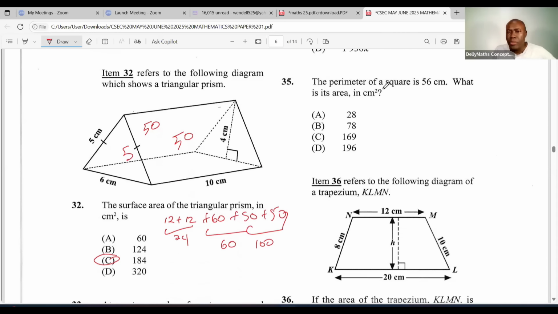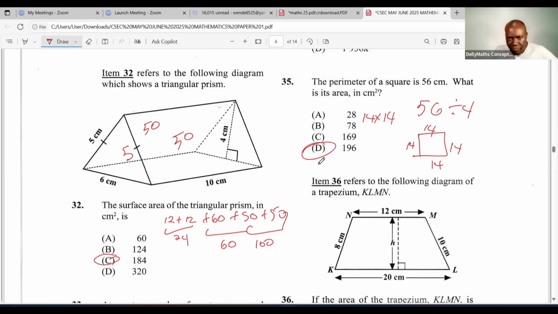The perimeter of a square. So this is the distance along it. If we take the 56 and divide it into 4 equal pieces very quickly, you're trying to find what one side is. So for this square, it's 14 here, 14 there, 14 there, 14 there. What is the area? 14 times 14, everybody knows, 196.